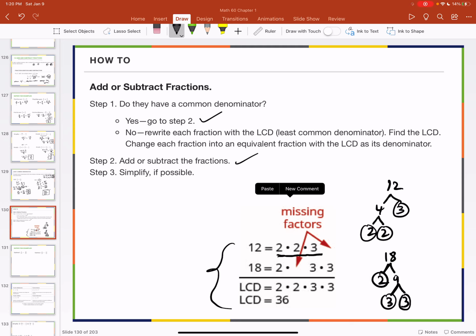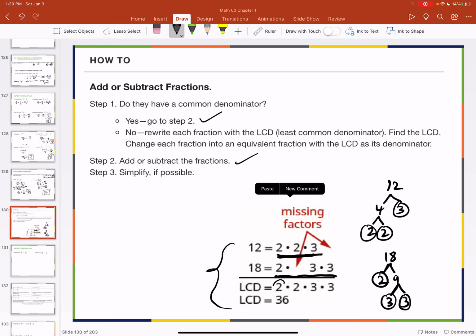So another way to find the LCD is if you list the factors on top of each other here. So you match them up. So you have 12 is equal to 2 times 2 times 3. 18 is 2 times, and then there's not another 2 here. Here's a 3 and a 3. And you basically bring them down. You're not adding them.